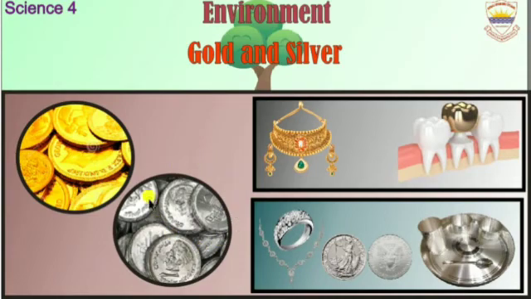Similarly, we use silver for making jewelry, for making coins and for making pots. What are the uses of silver? Repeat it with me. We use silver for making jewelry, coins and pots. Well done.